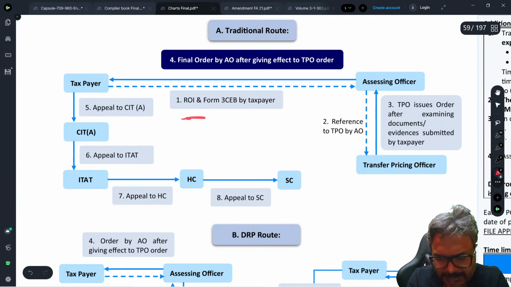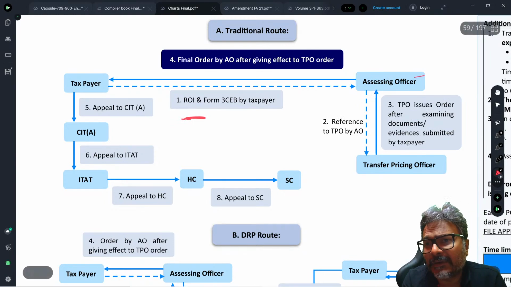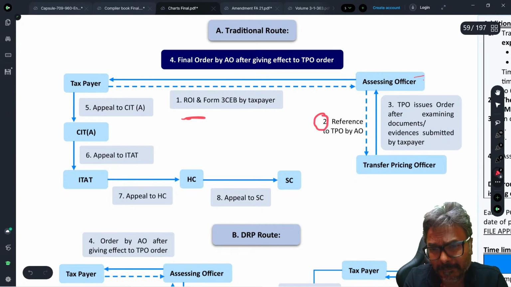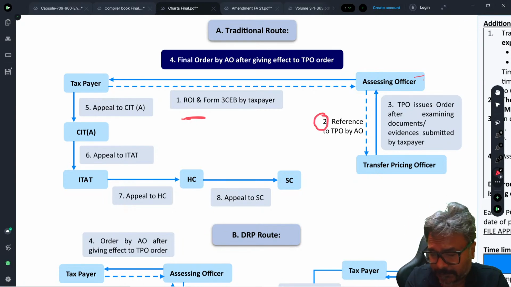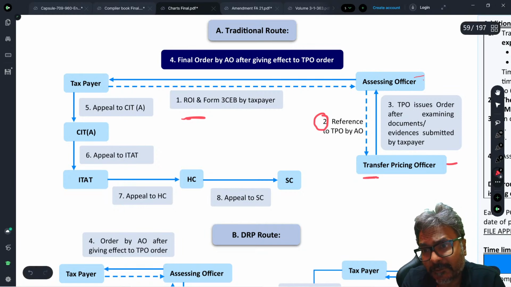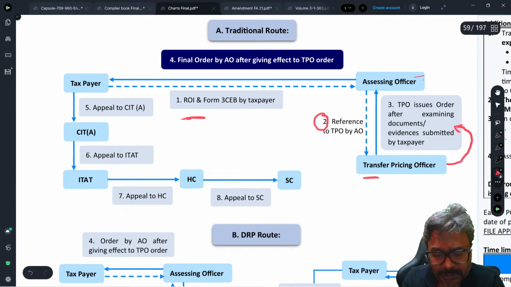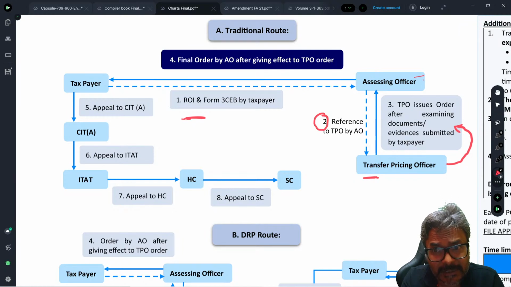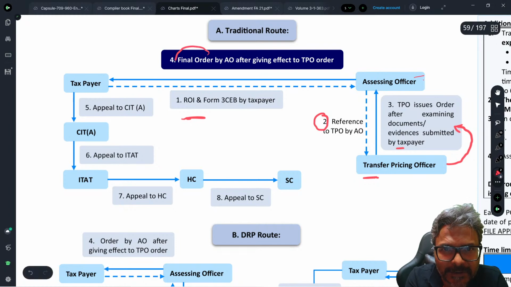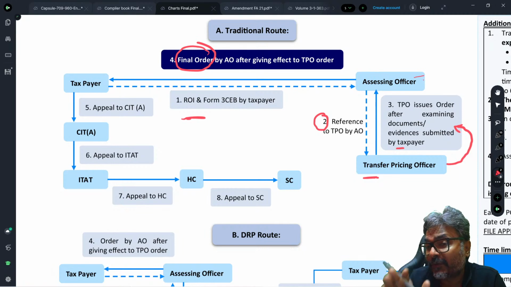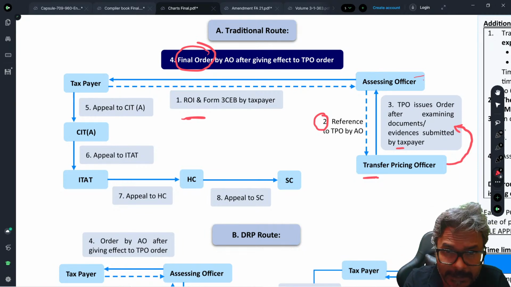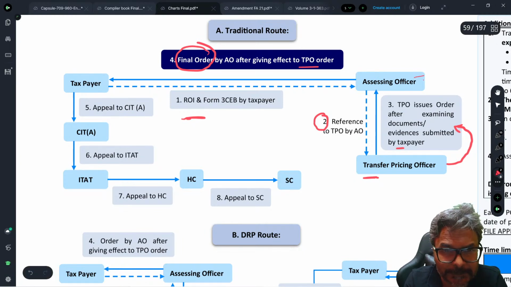So the ROI would be filed by the taxpayer, and thereafter, once the ROI is filed, the assessing officer will give the reference to the transfer pricing officer. The transfer pricing officer will then issue the order after examining the documents and evidence submitted by the taxpayer. And finally, students, thereafter the assessing officer will pass the final order. These are the important circles which I'm making for all of you, because these are distinctions which you will find in the DRP. So the final order by the assessing officer after giving effect to the transfer pricing officer's order.